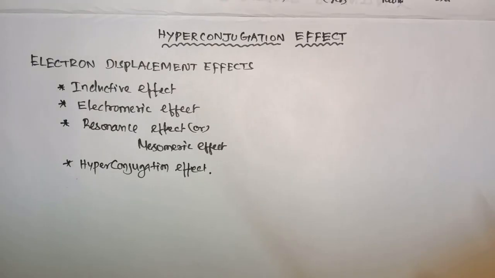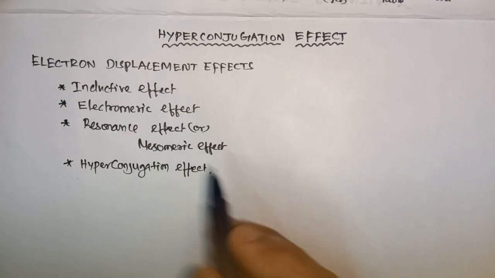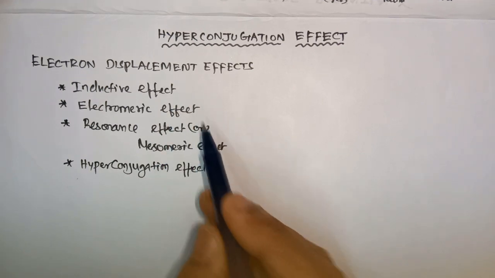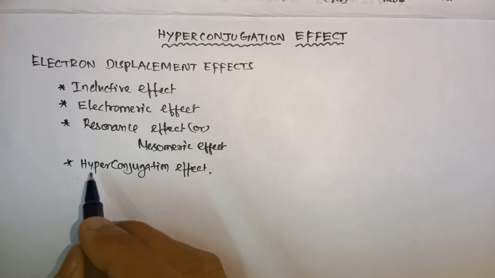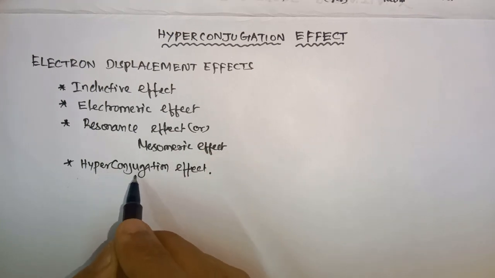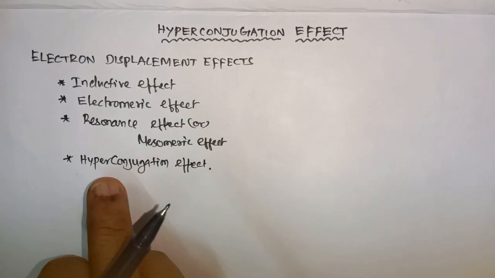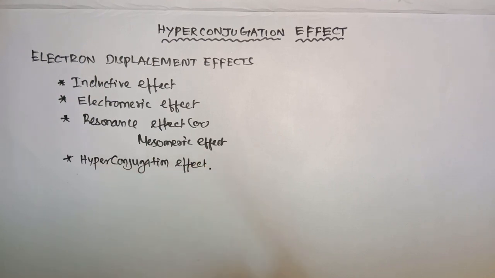Welcome to my class. Today we see the hyperconjugation effect. You know there are electron displacement effects, and there are four different types: the inductive effect, the electromeric effect, the resonance or mesomeric effect, and the final one is the hyperconjugation effect. We are going to see the hyperconjugation effect in detail.